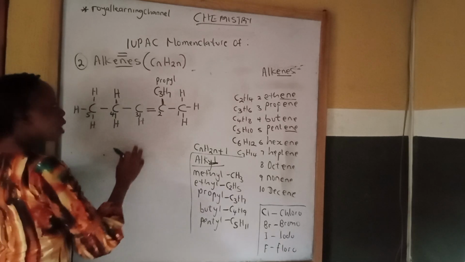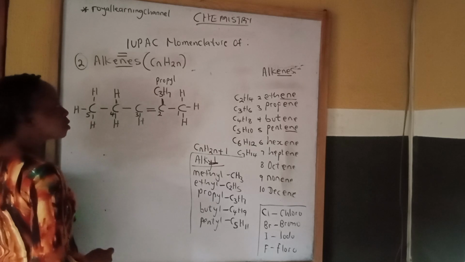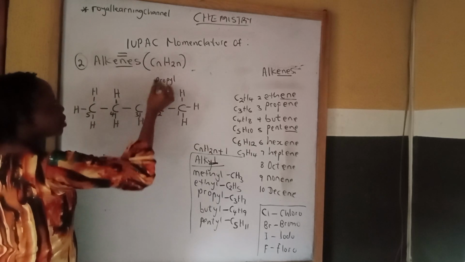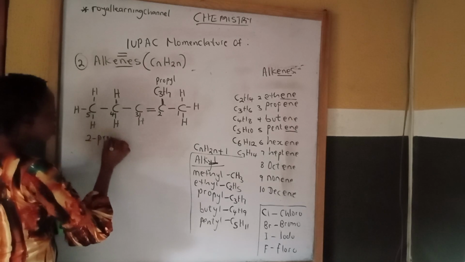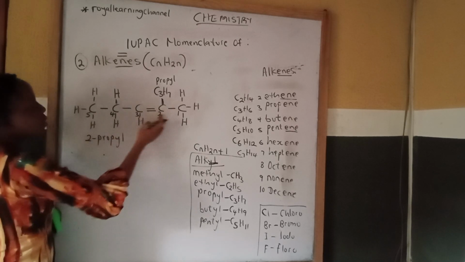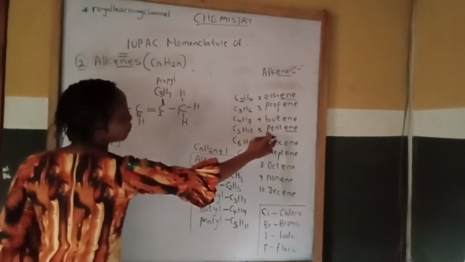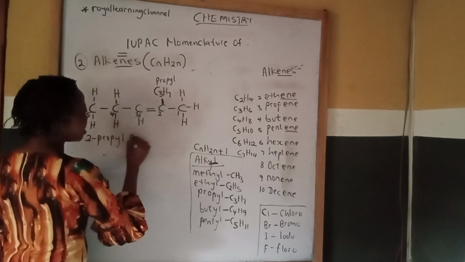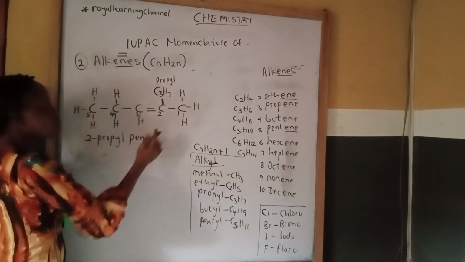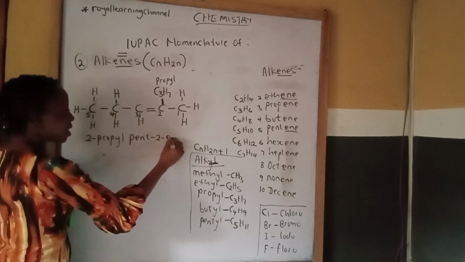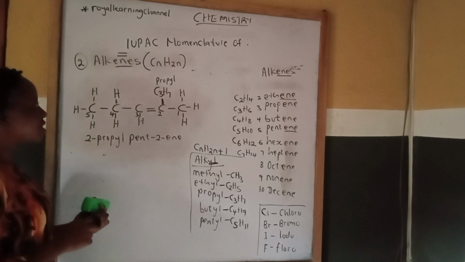After that, you name your substituent before you name your root hydrocarbon. Our substituent, which is propyl, is on the second carbon atom. So we call it 2-propyl. Then you name your root hydrocarbon. 1, 2, 3, 4, 5. Your root hydrocarbon is the fifth member of alkene, that's pent. Then don't forget that you must name the position of your double bond, which is ene. So pent-2-ene, because your ene is on the second carbon atom.